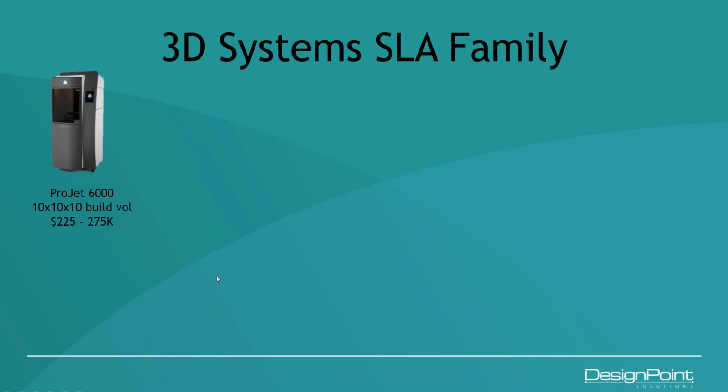So there's a number of printers in the SLA family. It starts with our ProJet 6000. It has a build volume of, this is all in inches, 10 by 10 by 10. And the retail price starting in the range of $225,000 to $275,000. So compared to other technologies, it's definitely more expensive starting right out of the gate. Our PolyJet technology starts at about $70,000 to give you a price comparison, and the PolyJet technology starts at about $40,000 to $50,000 for their entry machine.